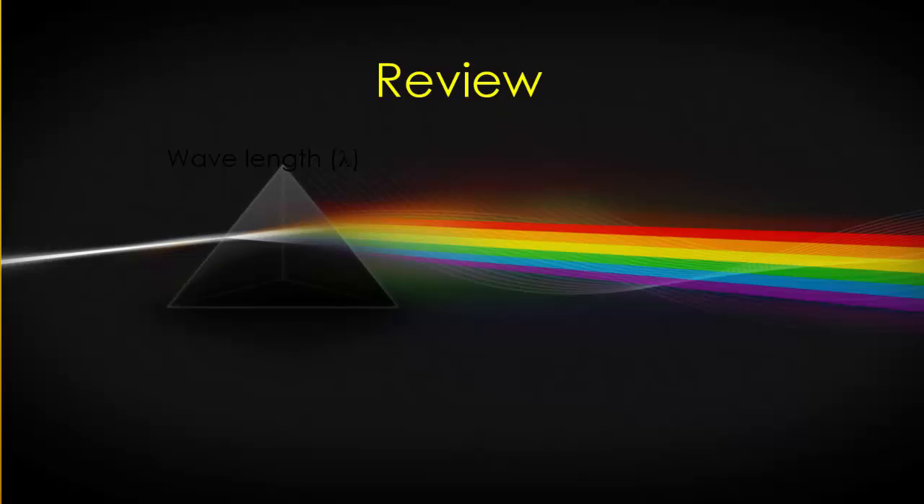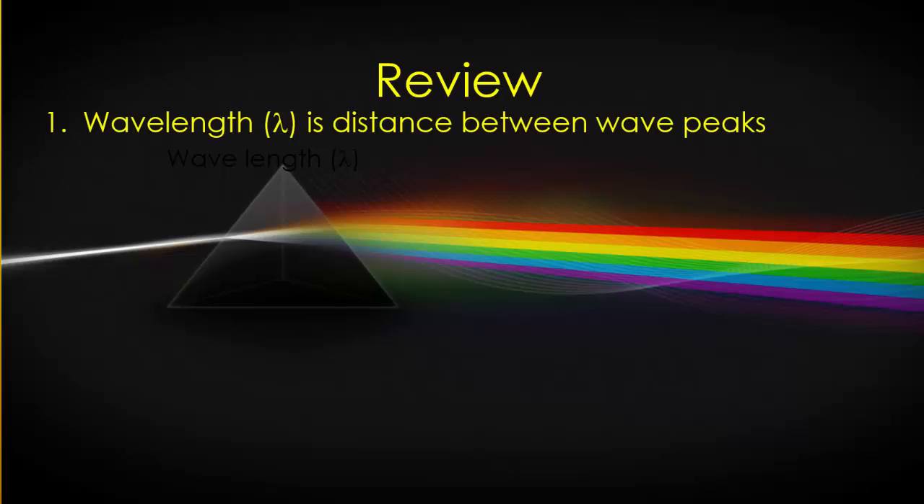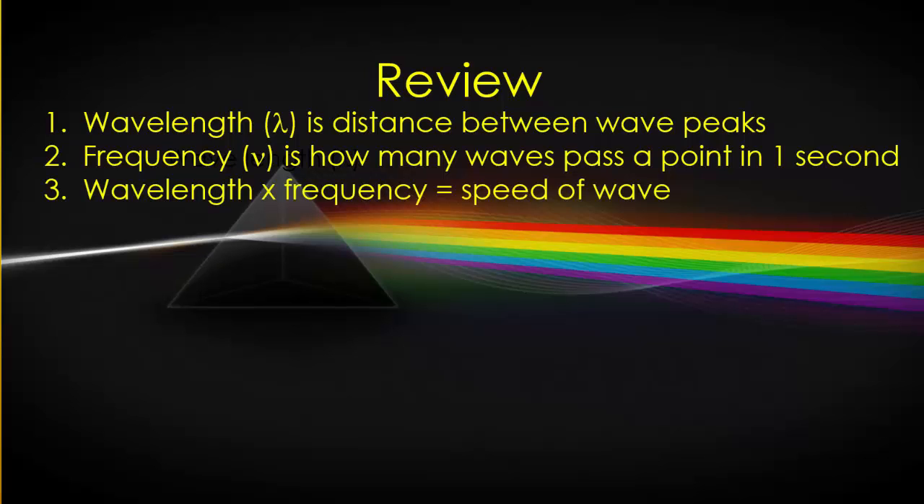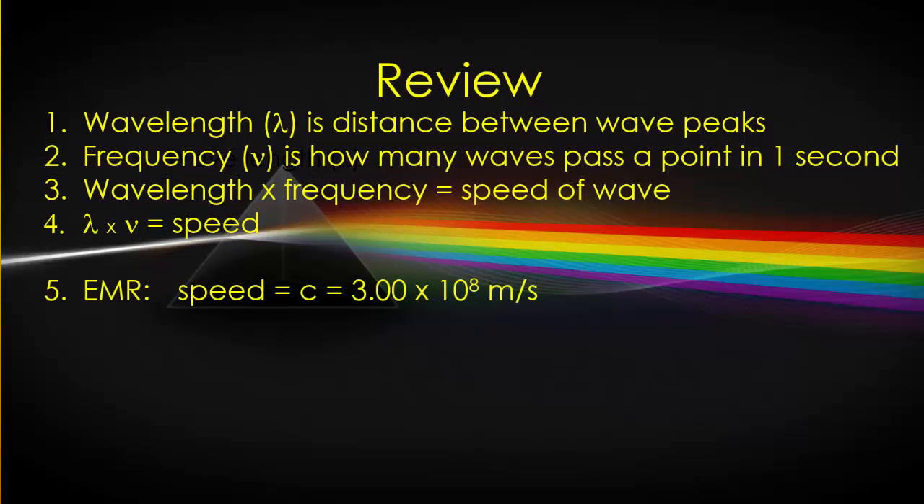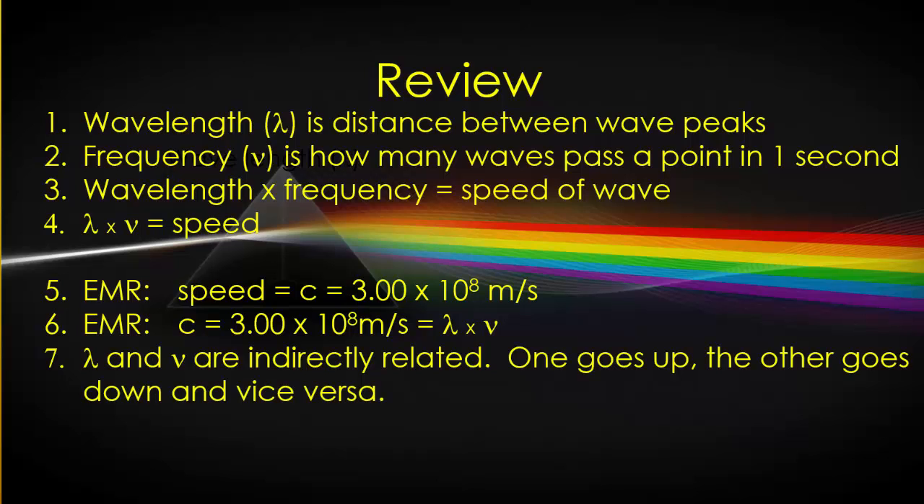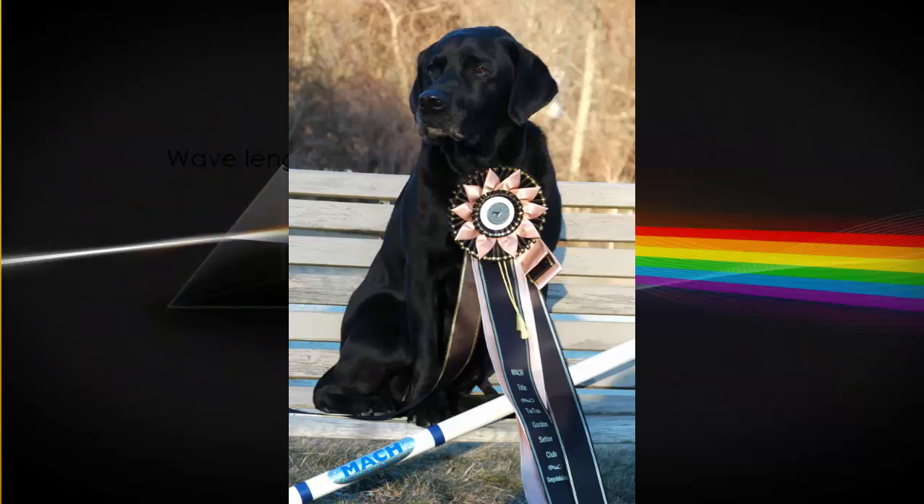So in review, wavelength, lambda, is the distance between the wave peaks. Frequency is how many waves pass a point in 1 second. Wavelength times frequency equals the speed of a wave, which can be written as lambda nu equals speed. For electromagnetic radiation, speed equals c equals 3 times 10 to the 8th meters per second. So you can write the equation this way, which means that lambda and nu are inversely related. If one goes up, the other goes down, and vice versa. And that takes care of light as a wave.